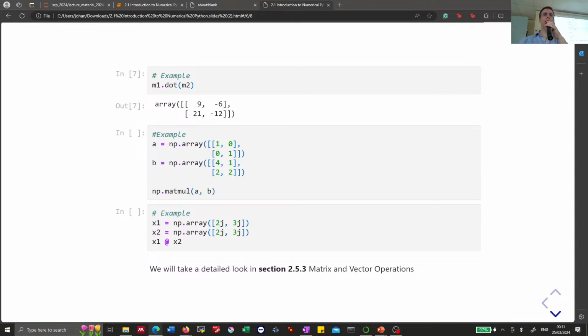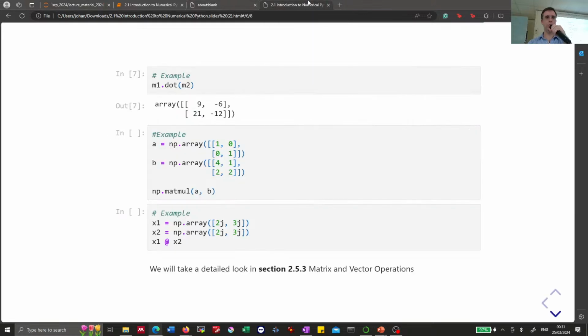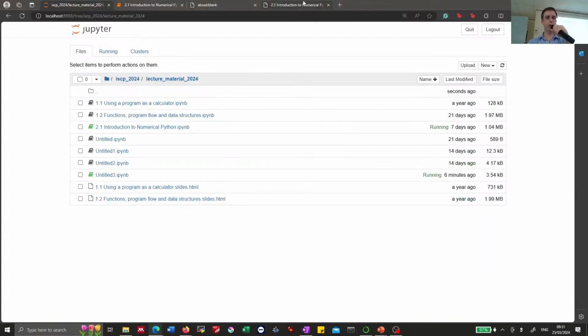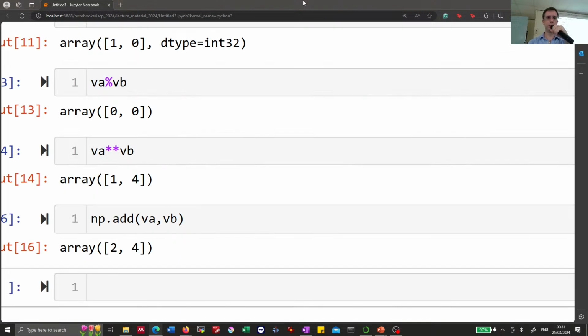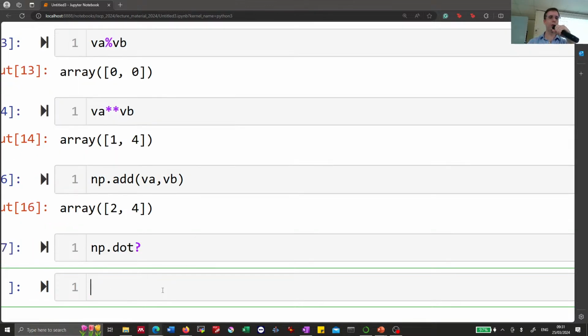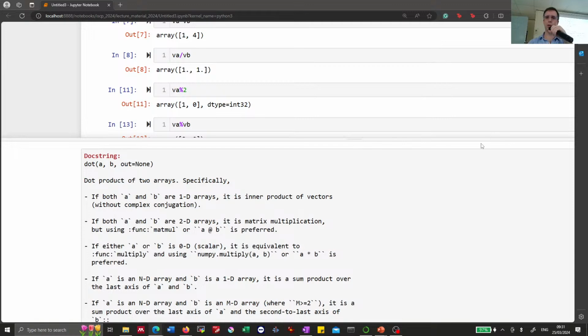So anyhow, let's check this out. We always try to validate whatever we do here. Okay, so we have numpy dot. First thing you do is what? No idea, but what is the first thing I do? Question mark. I check what it does. Dot product of two arrays. Very good. That's exactly what I want.